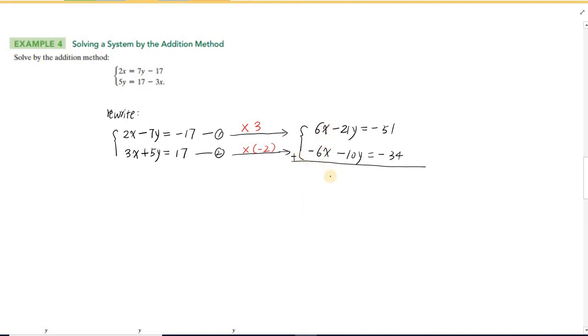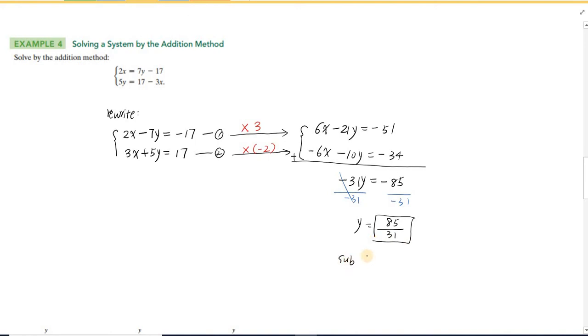Okay, this is going to be gone. This is going to be gone. That will be 0x, and then here we're going to have negative 31y, equal to, this whole thing is going to be negative 85. So then we're going to have y equal to 85 over 31. Let's go ahead and see if we can simplify. We can't. We're just going to leave it like this.